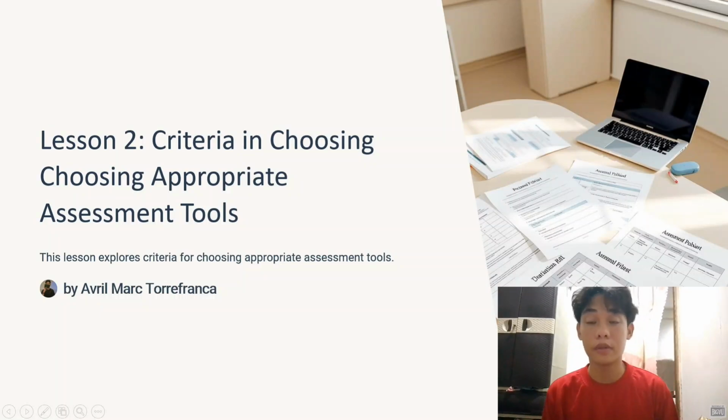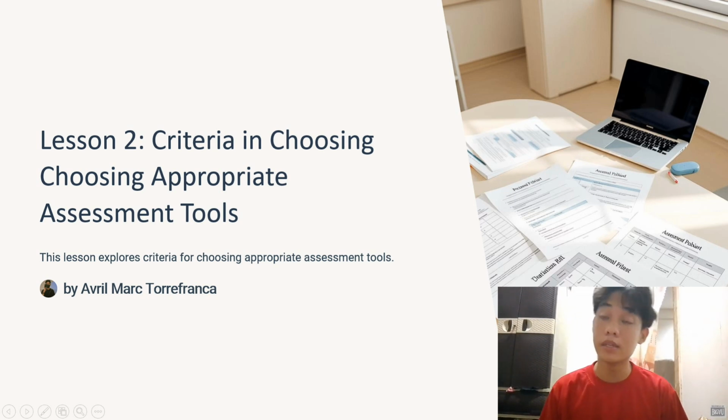Good morning, everyone. Today, our topic is about the criteria for choosing assessment tools. The purpose is to help make better assessment decisions.